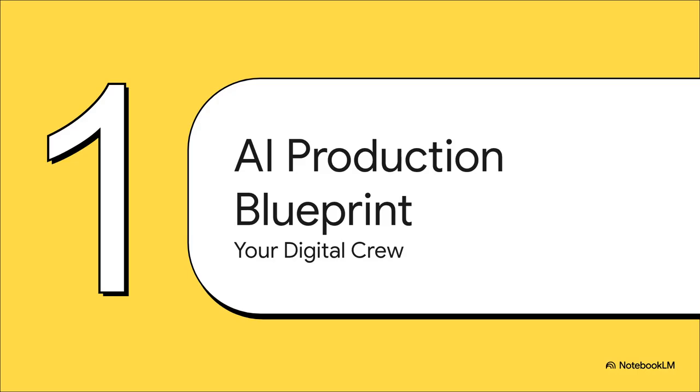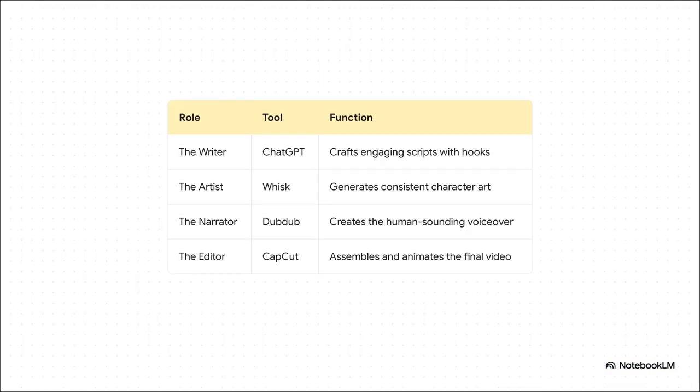Okay, first up, let's meet your new team. You can totally forget about needing big budgets or hiring a whole crew. Your entire production process is going to be handled by just a handful of really powerful AI tools. Think of them as your personal digital production crew, ready to go 24/7. Each tool has a very specific job. So think of ChatGPT as your writer. It's going to craft all those compelling stories. Then you have Whisk. That's your artist generating all your visuals. DubDub acts as your narrator, giving you a clear, human-sounding voice. And finally, CapCut is your editor, the one that brings it all together with cool animation. This setup is like having a full production house right at your fingertips.